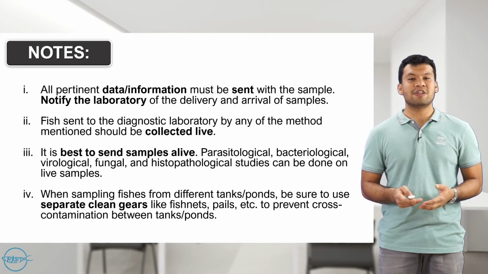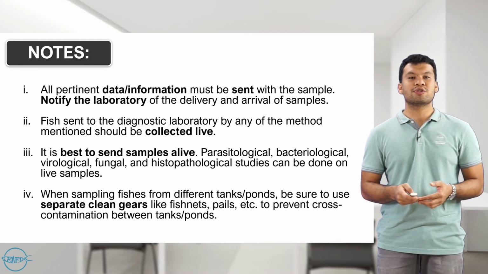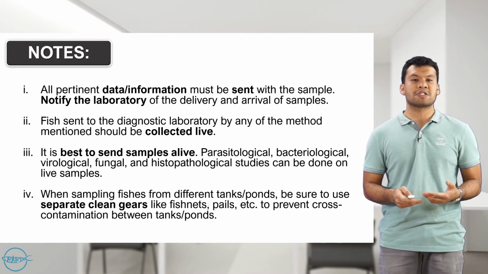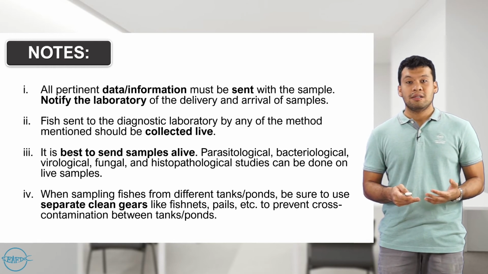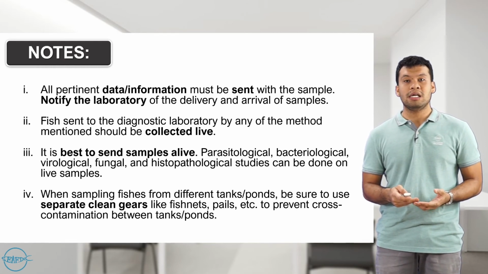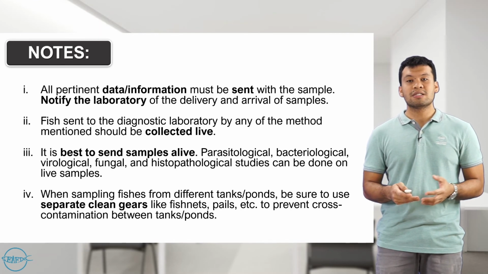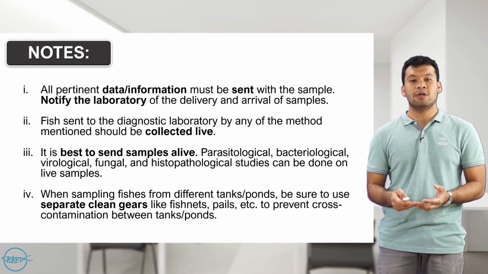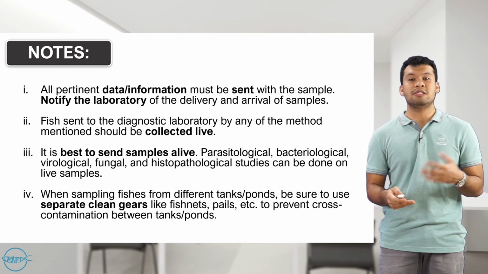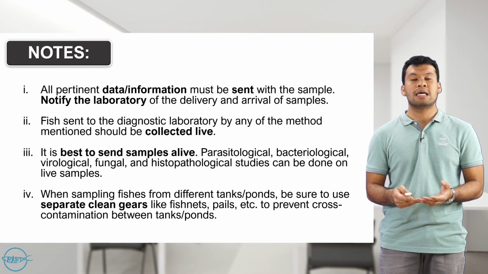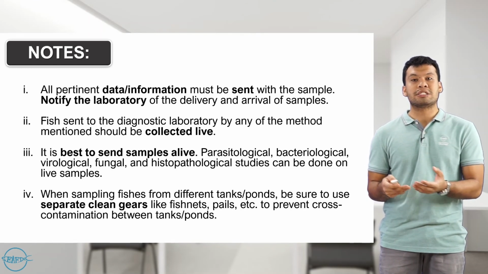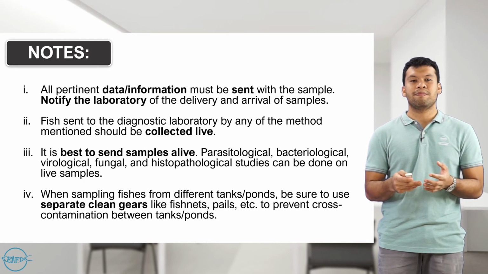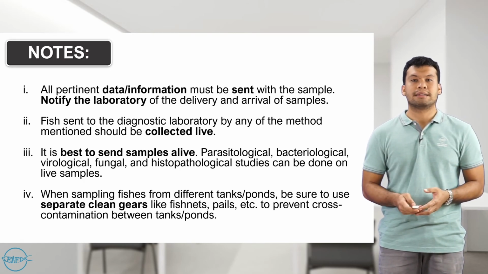When sampling fish from different tanks and ponds, be sure to use separate clean gear like fish nets and pails, etc., to prevent cross-contamination between tanks and ponds. This is very effective when you have already determined the ones that are diseased and the ones that are normal. If you have not yet determined the diseased ones from the normal ones, you can always use different paraphernalia for each tank. Each tank needs fish nets and pails separate from the other tanks.